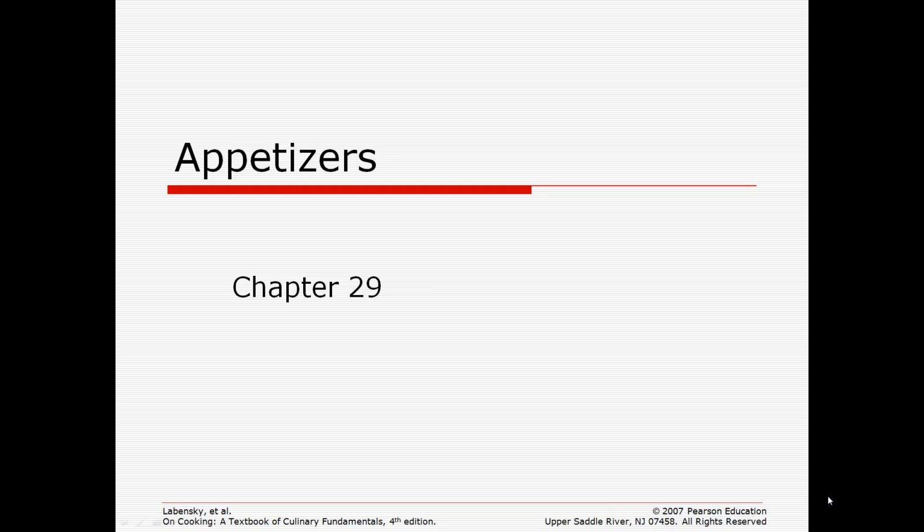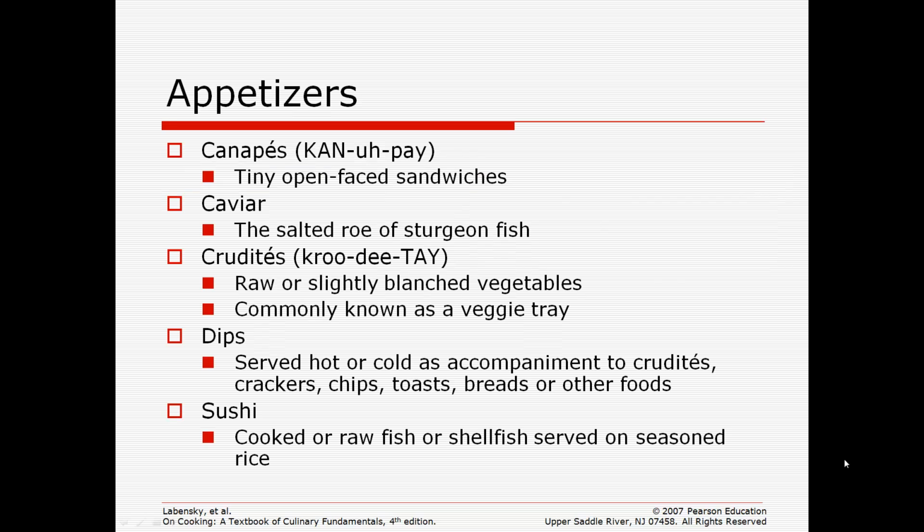This unit is on appetizers, and this corresponds to Chapter 29 in your On Cooking textbook. There are many different types of appetizers. There are canapés, and these are tiny open-faced sandwiches. Caviar, which is the salted roe of sturgeon fish, and if you don't know what roe is, that is fish eggs. There's crudité, which is raw or slightly blanched vegetables.